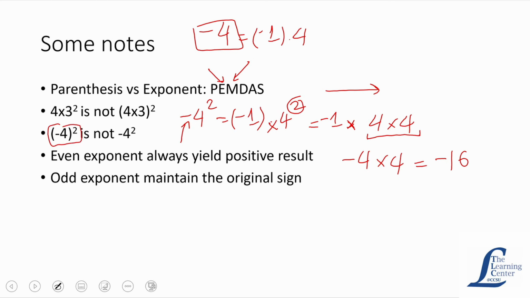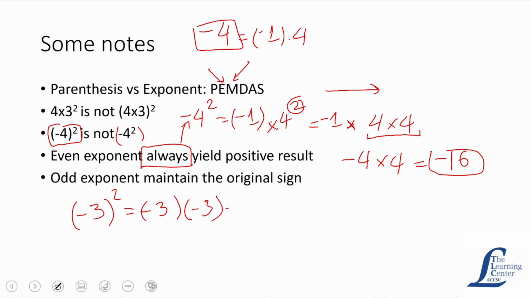And in the second case, where we do not have the parentheses, the answer is different. That will be -16. If we are given an even exponent, we will always yield a positive result. If we have like -3 raised to the second power, again, that will be -3 times -3. That will be a positive 9, right? Because this exponent applies to the entire -3.